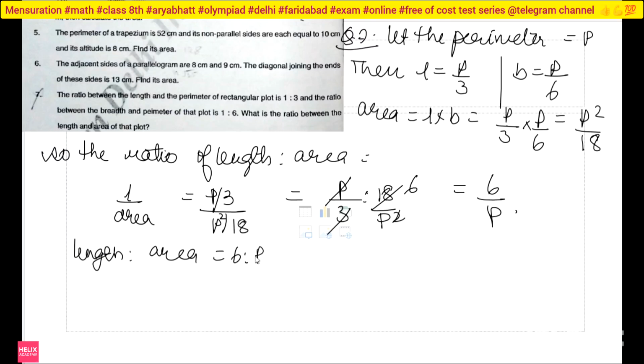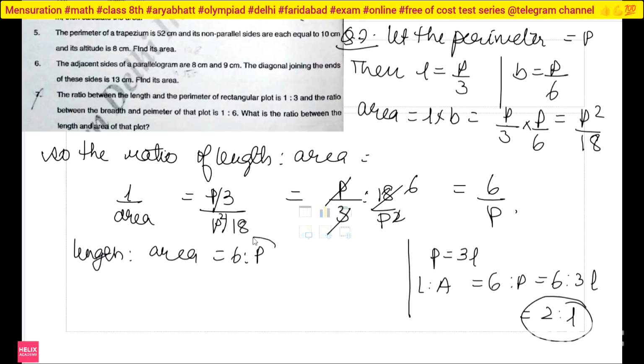So length is to area becomes 6 by P, right? Now if they are asking in terms of length, so my perimeter will be 3L. So I can say length is to area will be 6 is to P, or 6 is to 3L. So it becomes 2 is to L. Whatever they are asking, like this way, or they are asking like this way.